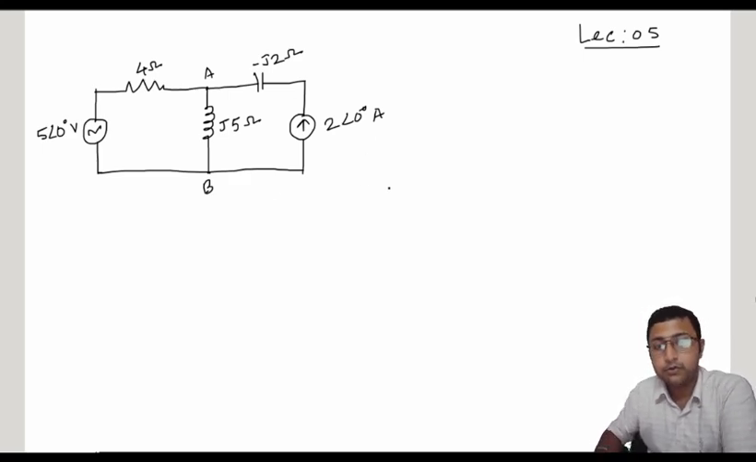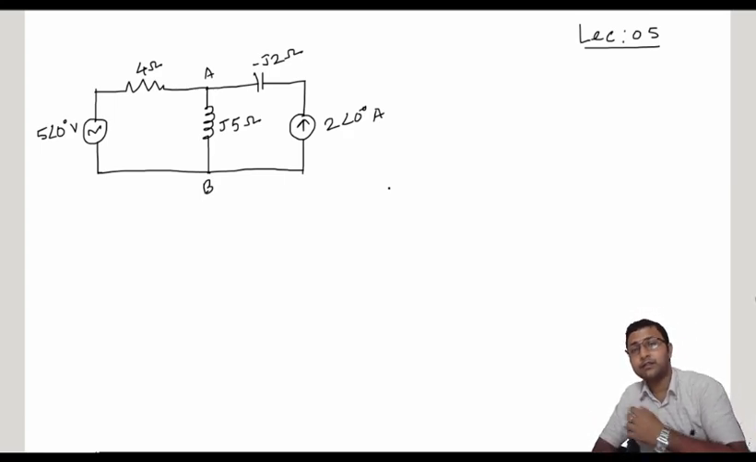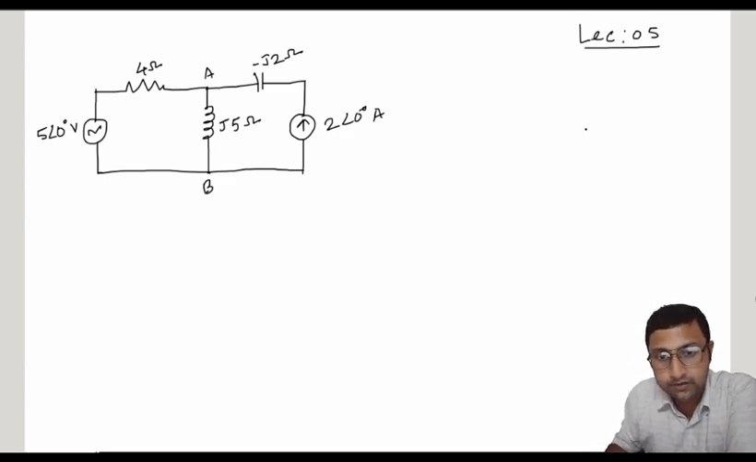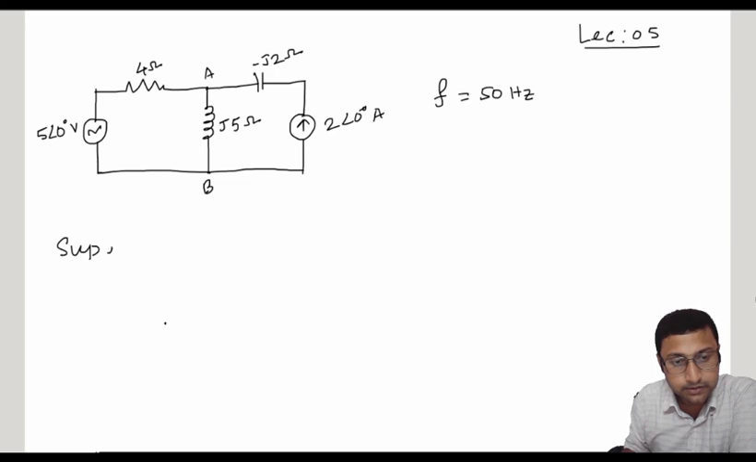Now I have to find the current across this AB terminal, that means through the J5 ohm inductive reactance. First, I will consider the superposition theorem. Mind it, in case of an AC circuit problem, one thing should be clearly mentioned, that is the frequency. Here I consider the frequency to be 50 Hz. Now using the superposition theorem.